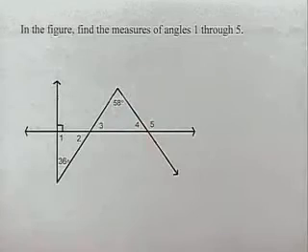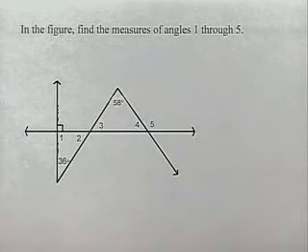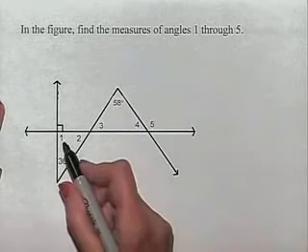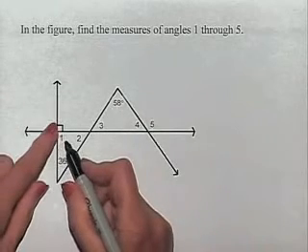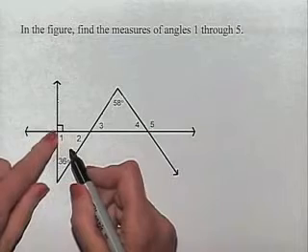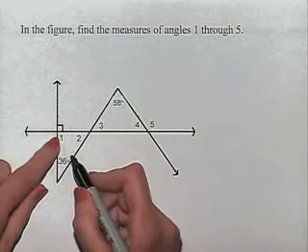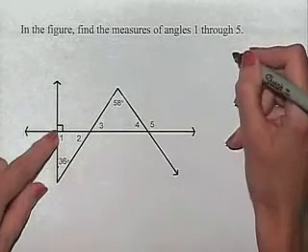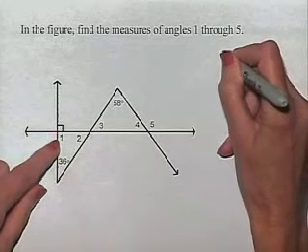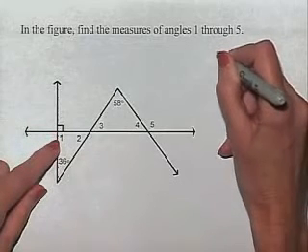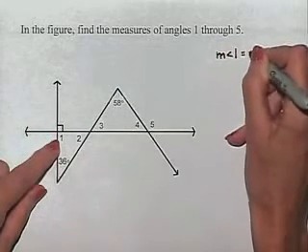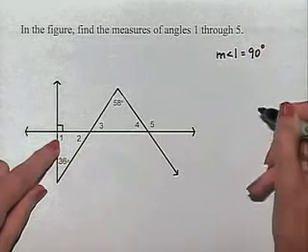Now let's look at another figure where we're going to try to determine angle measures from the relationships between the different angles. In the figure, find the measures of angles 1 through 5. Notice that we can start with angle 1 by seeing that it's supplementary to a right angle. And so we know that the two angles together have to equal 180 degrees. If we already have 90 degrees, angle 1 must also be a 90-degree angle. So the measure of angle 1 equals 90 degrees.